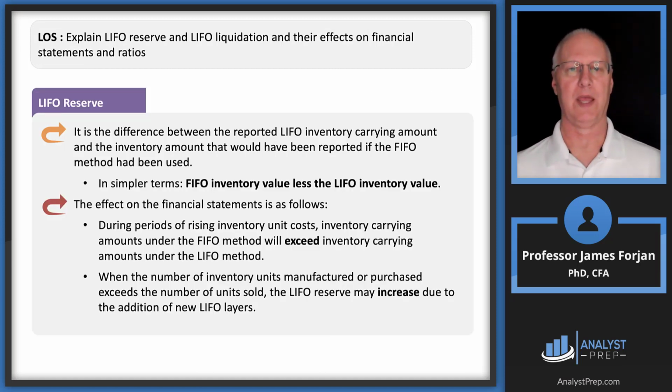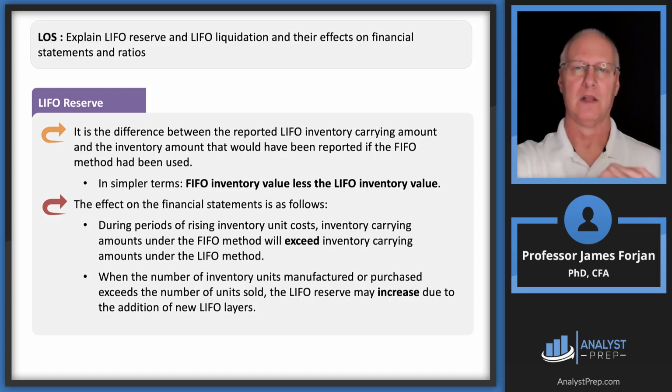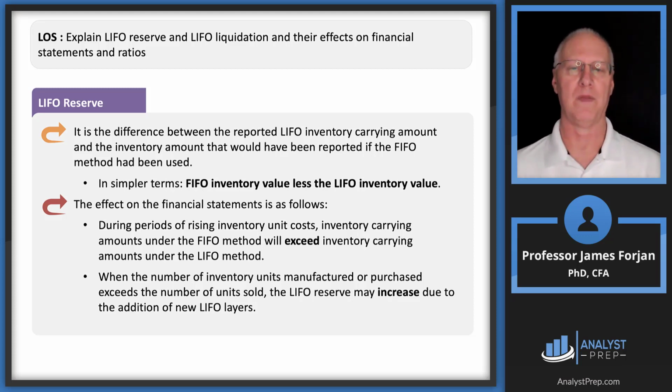Now, remember what I was saying just a minute ago, that those valuation methods, LIFO and FIFO, are going to result in different numbers that show up on the income statement. So what happens over time is that we might get this thing called a LIFO reserve. All right, so notice what we have in bold. This LIFO reserve is really just the FIFO inventory value less the LIFO inventory value. And so what happens over time when prices are rising, we're going to have a different amount.